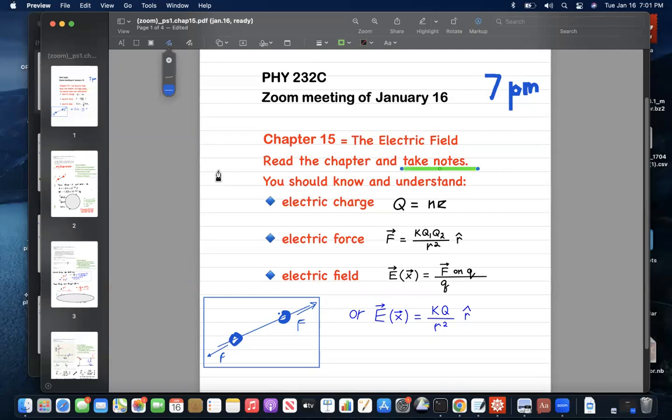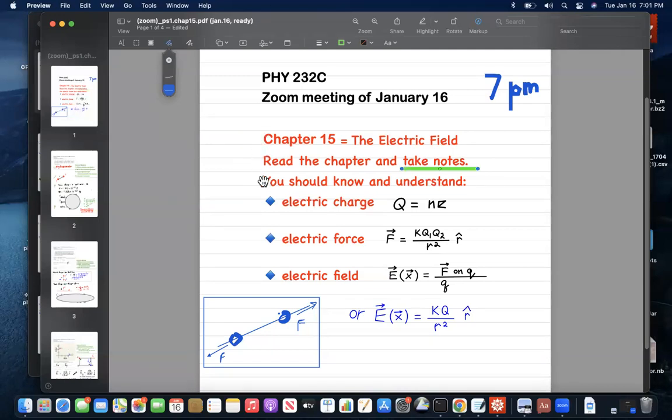As you read the chapter, take notes in your physics notebook. I would say for each chapter, you should have about 1 page of notes, front and back. Mostly equations. Most of the notes will be equations, maybe a few figures.